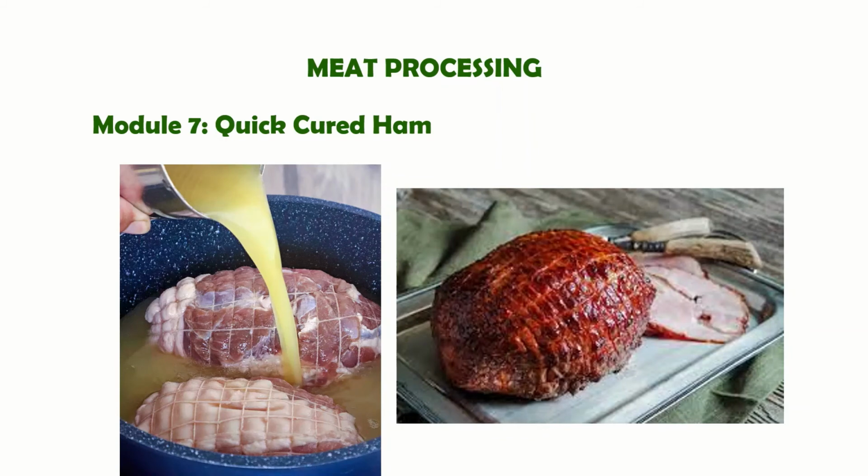Next is the quick cured ham. Dito sa quick cured ham, huwag kayong bibili ng na-slice. Okay? Nakikita nyo sa picture, dapat yung ham ay buo. Ganyan siya. If I'm not mistaken, yung nakalagay sa activity nyo ay for 2 kilos. So, you can adjust the measurements of the ingredients.